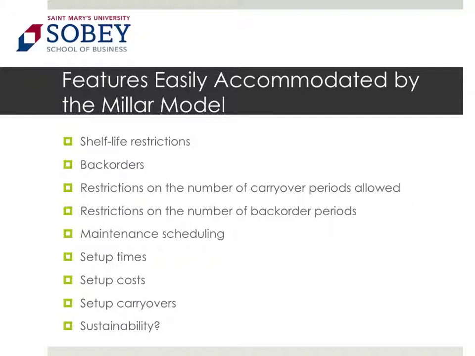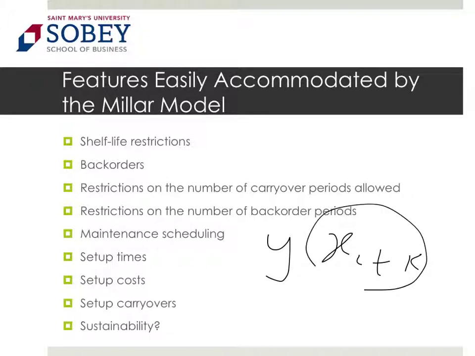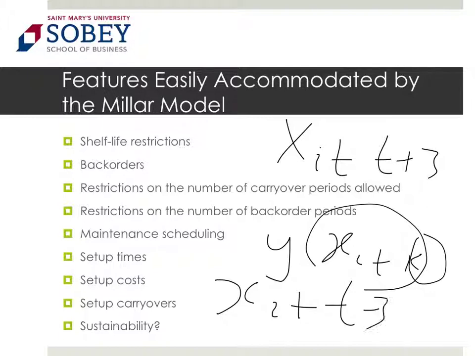And one of the nice things is that the model could be used very, very easily for shelf life restrictions. If you have a situation where you want to limit the number of periods you carry inventory for, with the variable XITK, if I want to limit the number of periods of inventory that I carry to 3, then I would simply only consider variables that go from XIT to T plus 3, all right? I wouldn't go beyond that. So that's shelf life, if I have some shelf life limits. If I want to put some back order limits, then in this case, K, if I want to limit to no more than 3 periods of back order, then it would simply be XIT, T minus 3, right? So the formulation is very flexible in that regard.